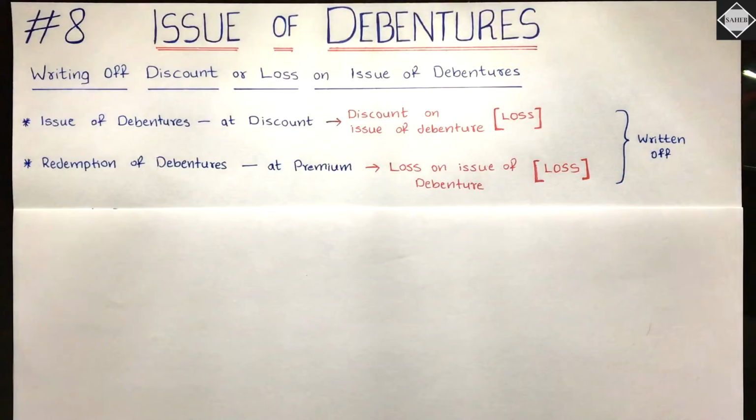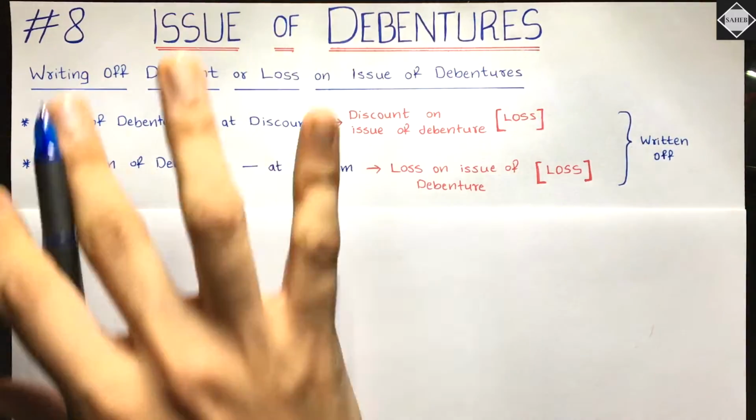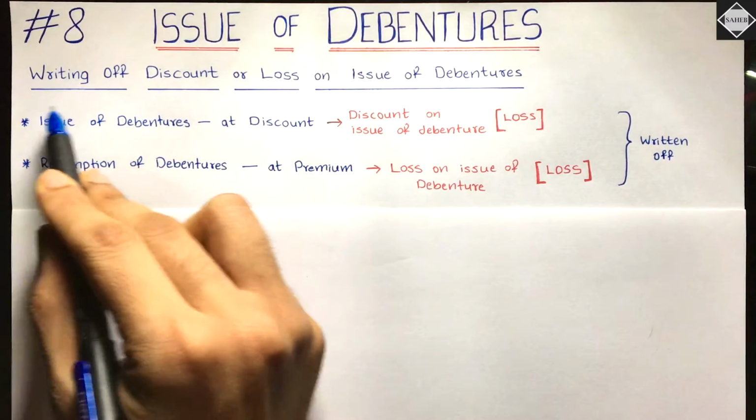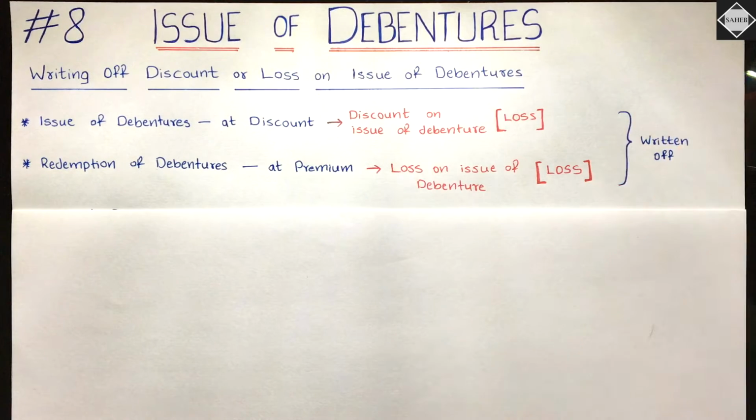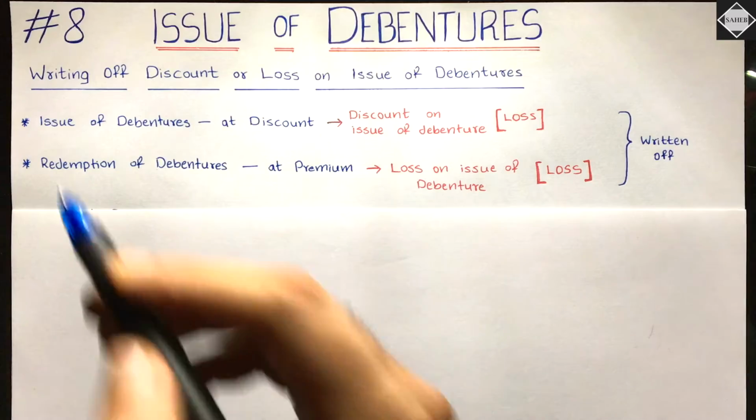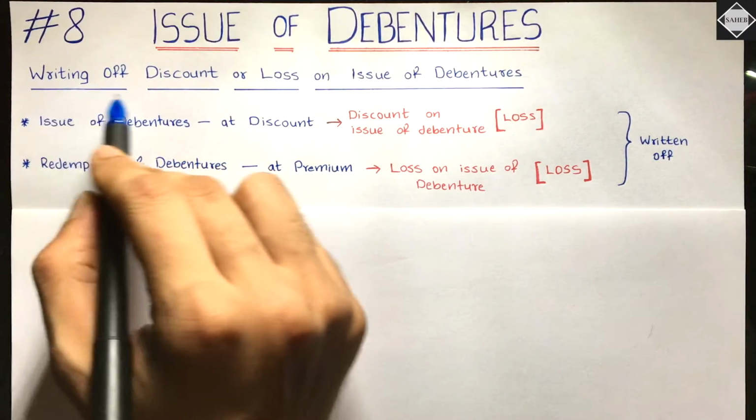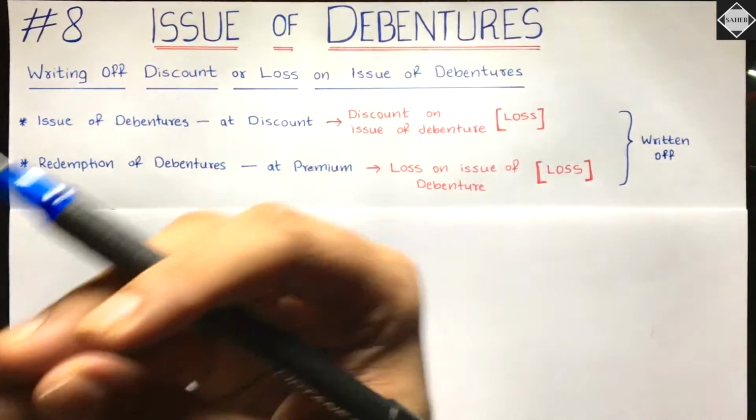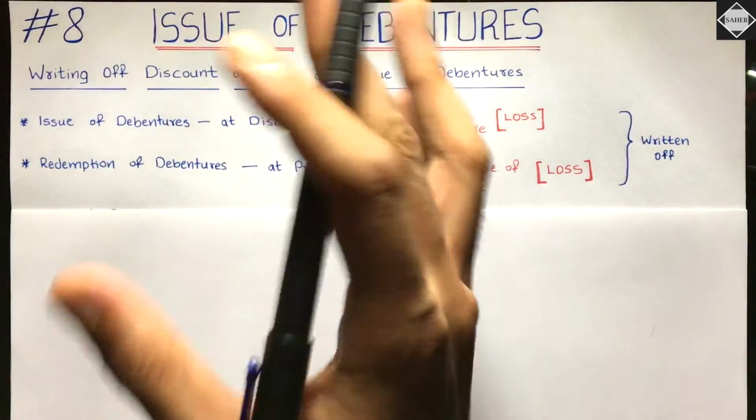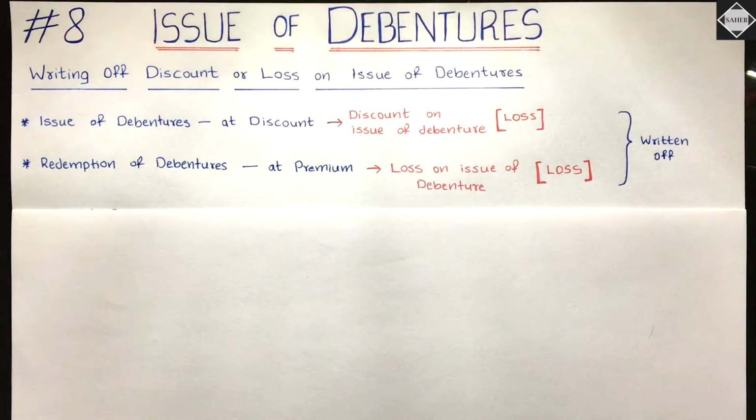Let's understand this. We have the concept of writing off discount or loss on issue of debentures. It's really simple and straightforward. The first thing I have to tell you is the meaning of writing off. Do you know what it means? It means to cancel something from our accounting books, to remove it. That's what writing off means.